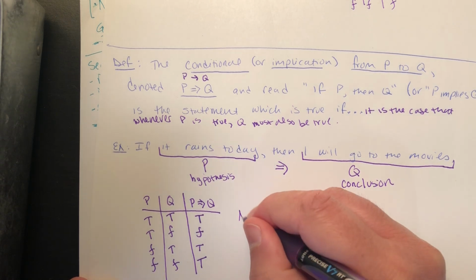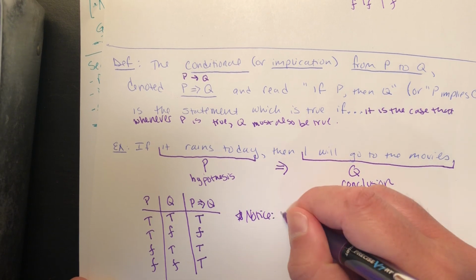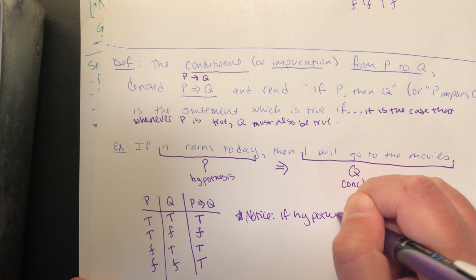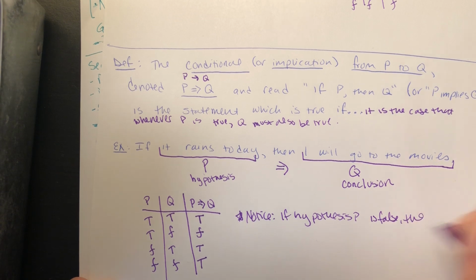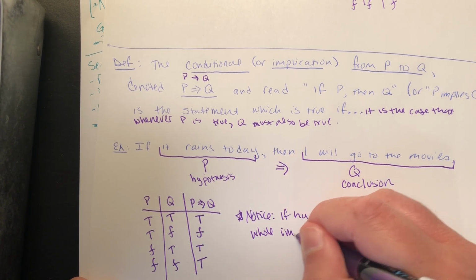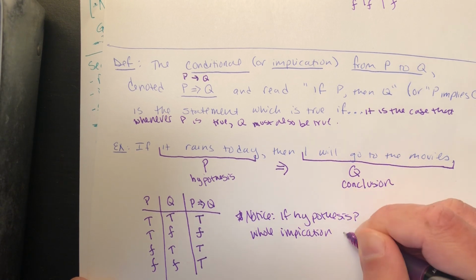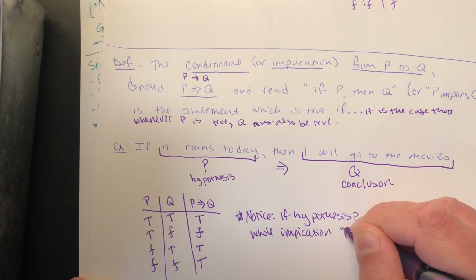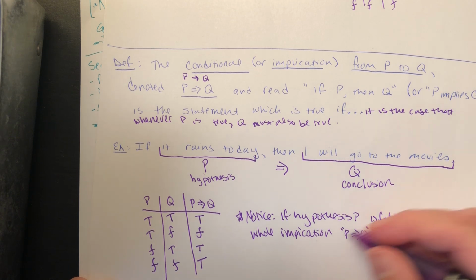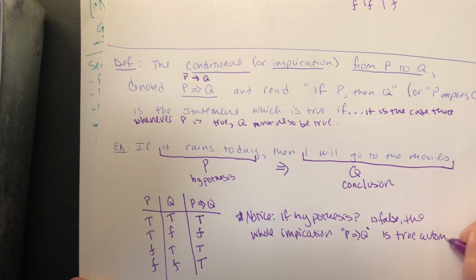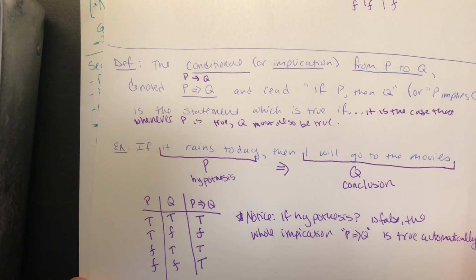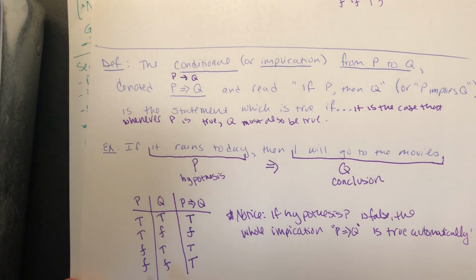Okay, so notice, if the hypothesis is false, that's the P part, the whole implication, P implies Q, is automatically true. Whether the conclusion is true or false, the whole implication is going to be true. This is a hard one to remember when you're first learning it, right? But anytime the hypothesis is false, the entire thing we say is vacuously true, right?